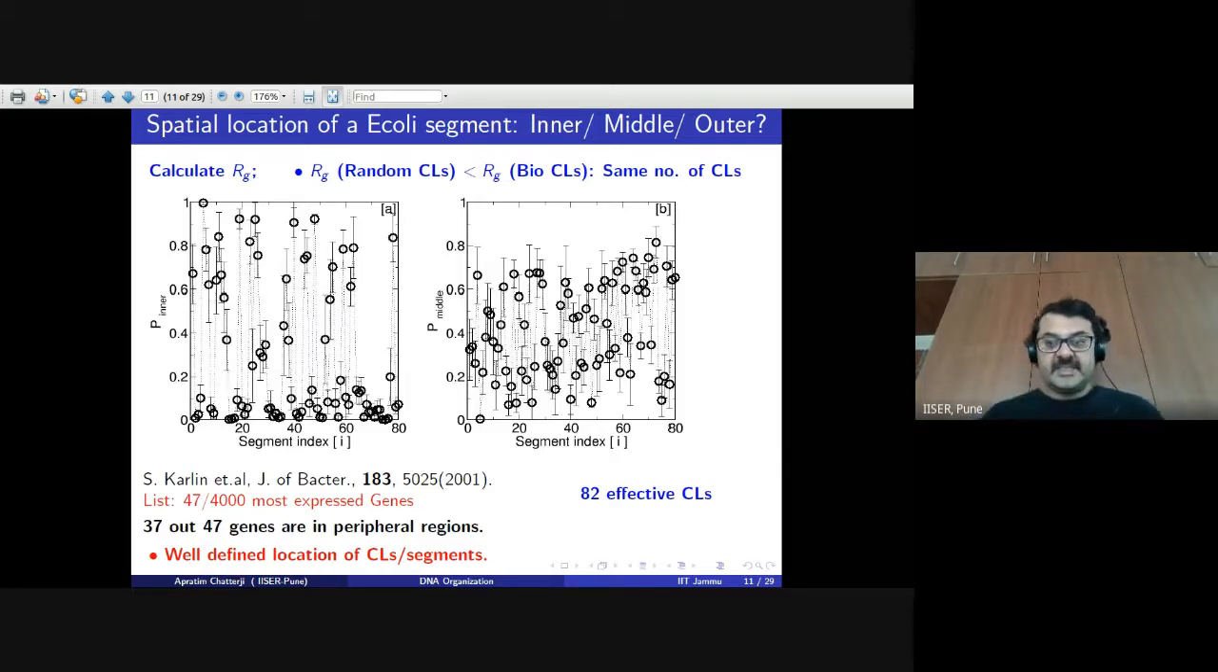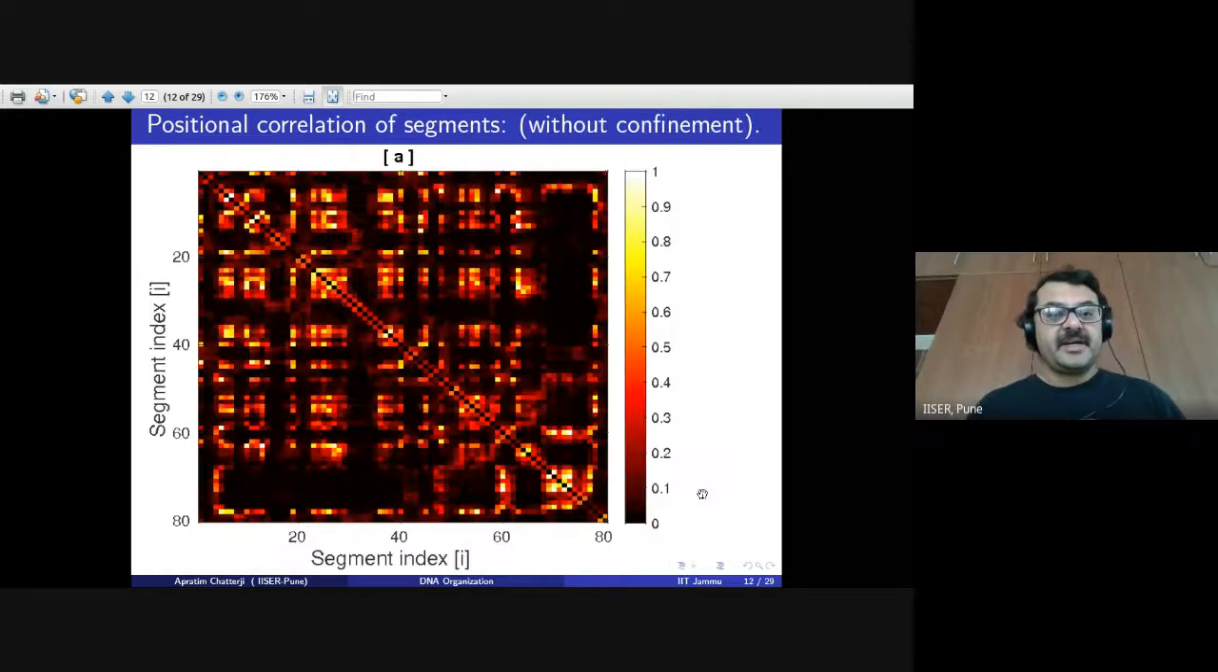And basically we have used 82 effective crosslinks. This is data without confinement. And the next thing we look at is positional correlations, where, just like in experiments, both the x-axis and the y-axis is segment index. It goes from 0 to 80. In the experiments, it went from 0 to 4000. Just to remind you, here it's going from 0 to 80 because we have further coarse-grained the data and put in crosslinks at only very specific 82 positions for the E. coli data.